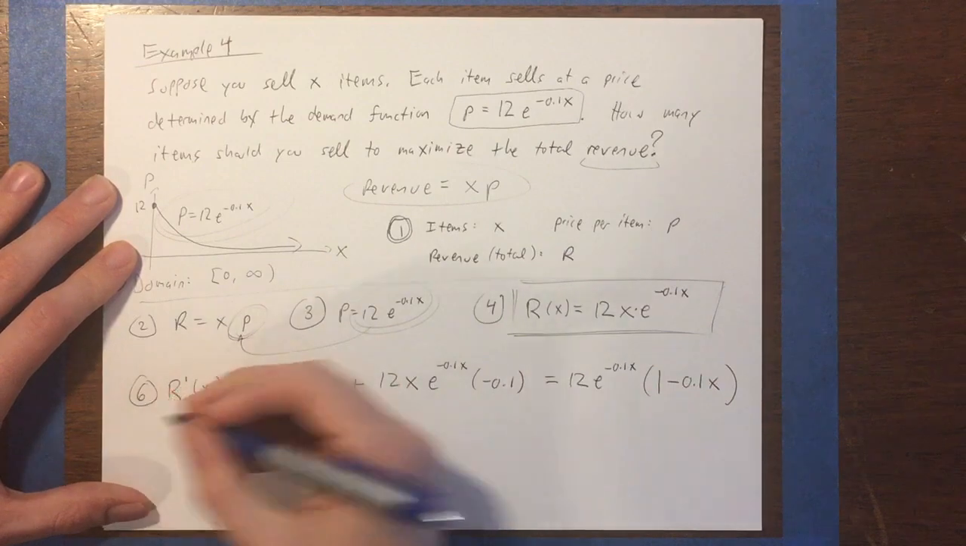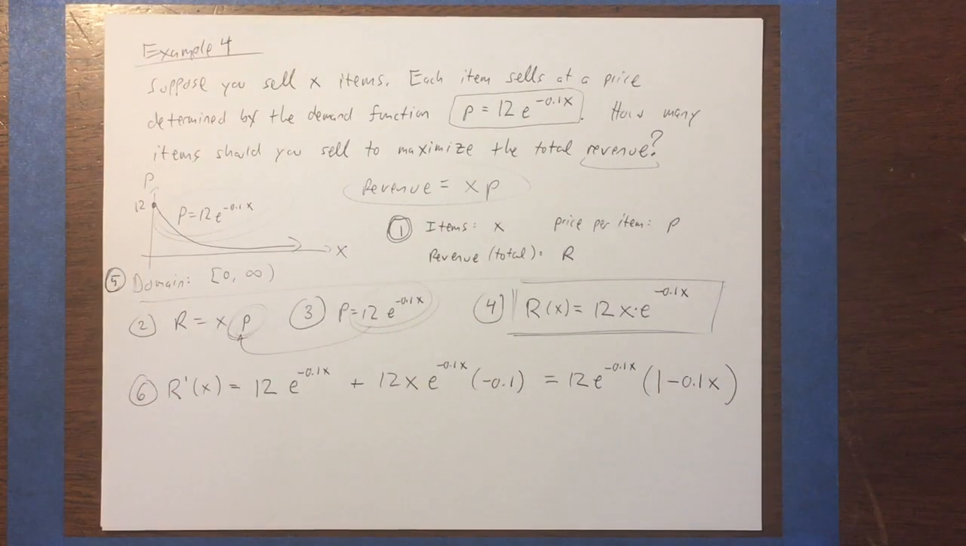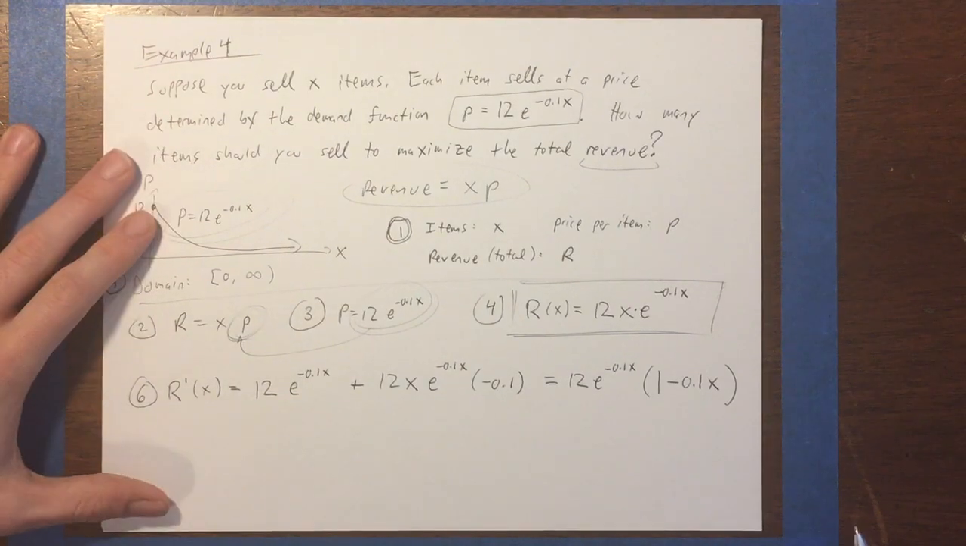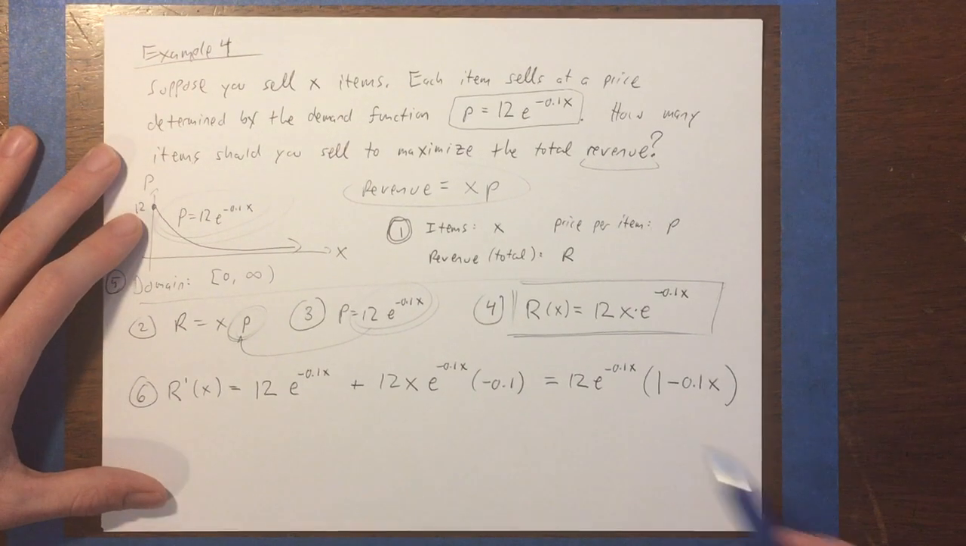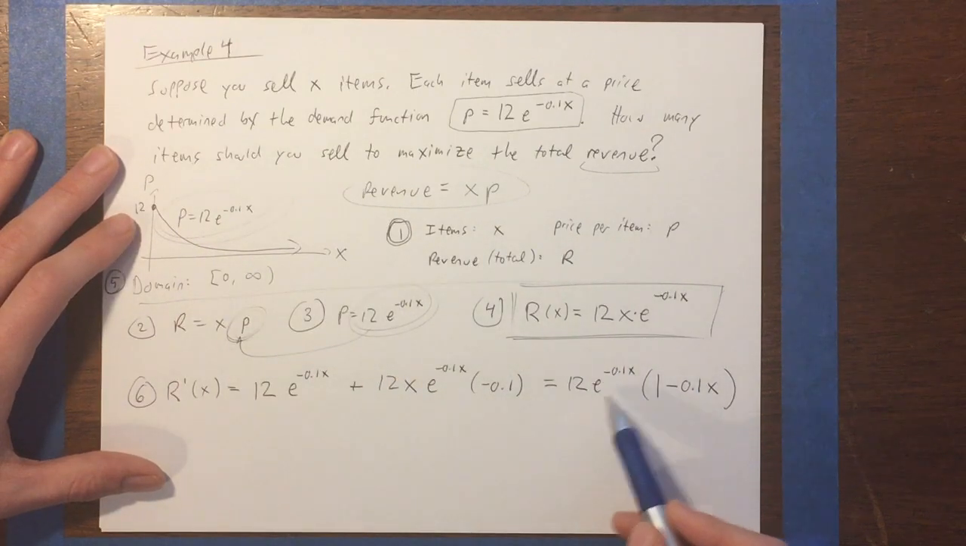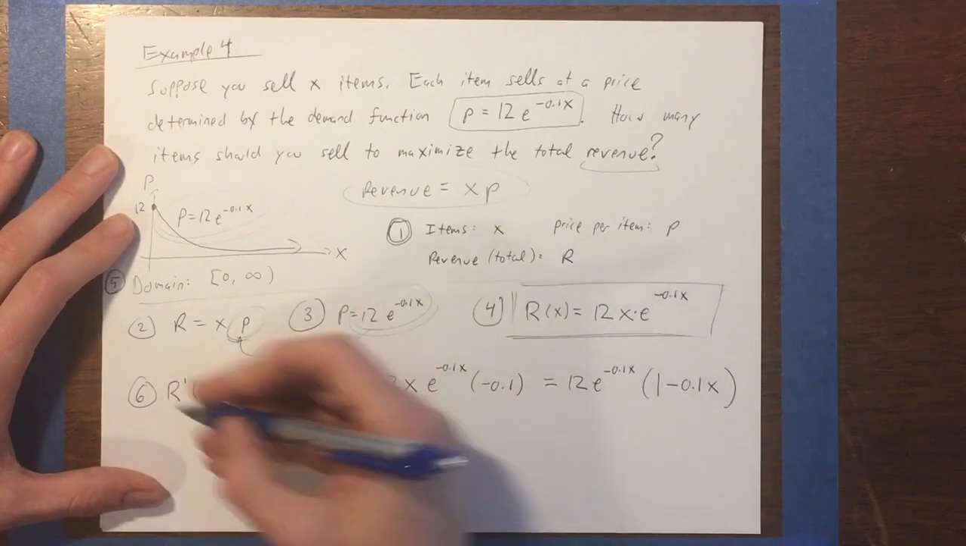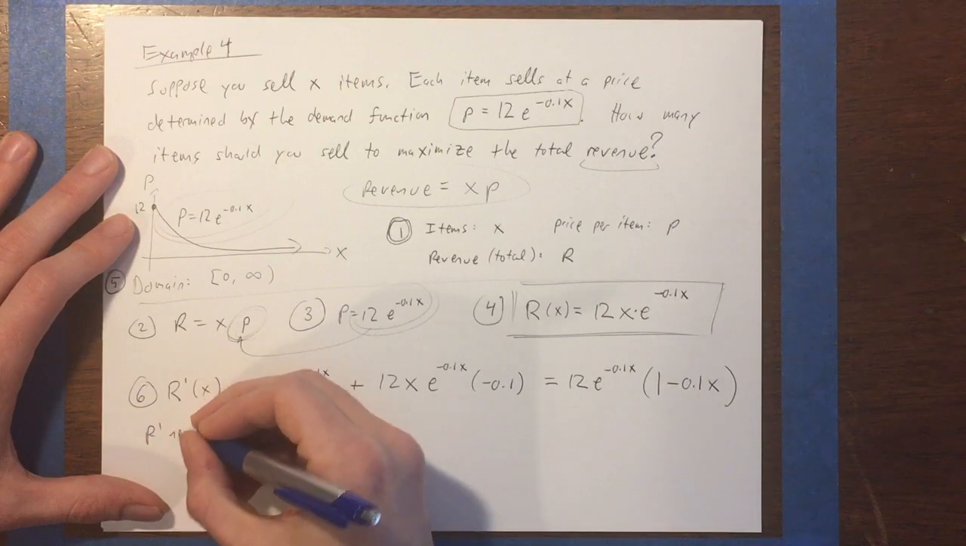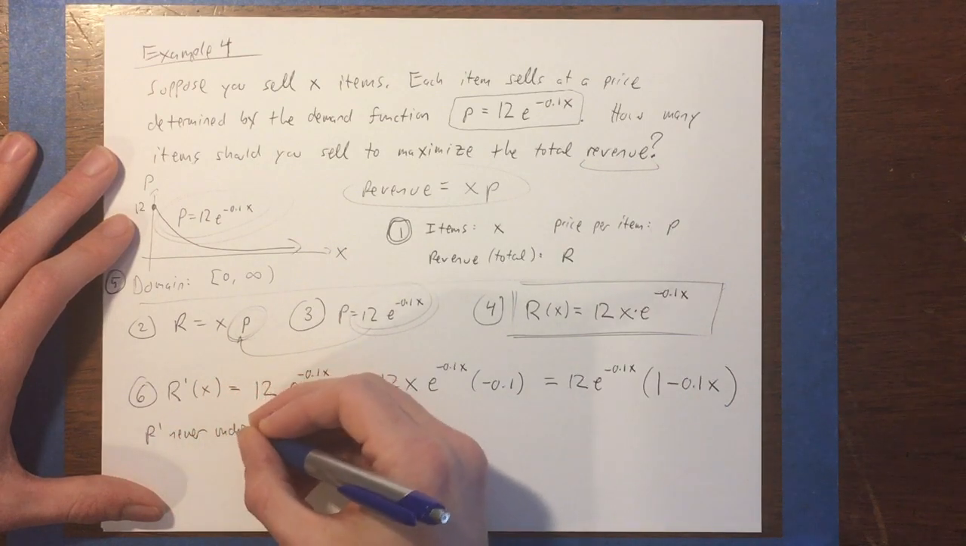So now, not step 7 yet. I haven't found my critical numbers. Slow down, Tristan. All right. So is this ever undefined? Well, since we're using this exponential decay here, that's never undefined. So no, it's never undefined. R prime, never undefined.